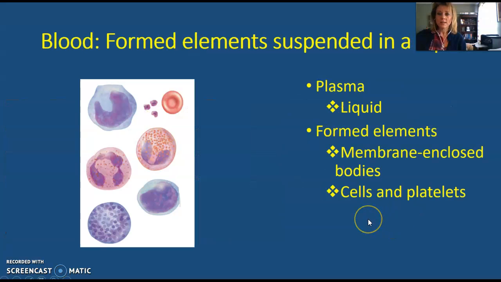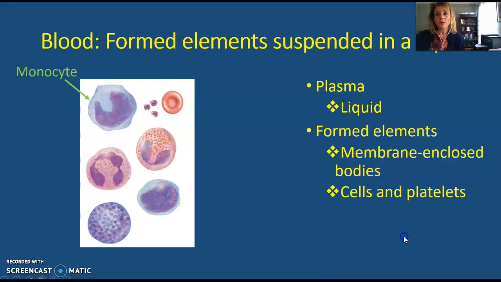So, the blood is actually a connective tissue. It's the only liquid connective tissue that we have in the body. And the liquid component of blood is called plasma. It's mostly water. And then suspended inside of this plasma, we have the formed elements. We have cells and we have platelets, which are not considered cells in and of themselves because they don't have organelles.